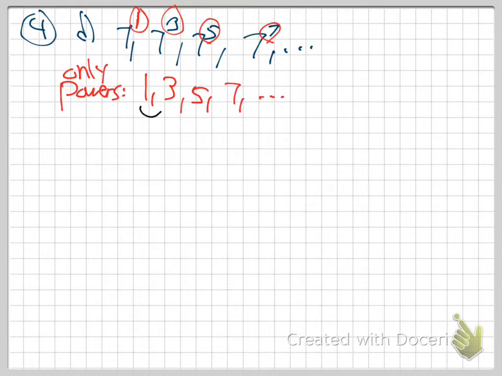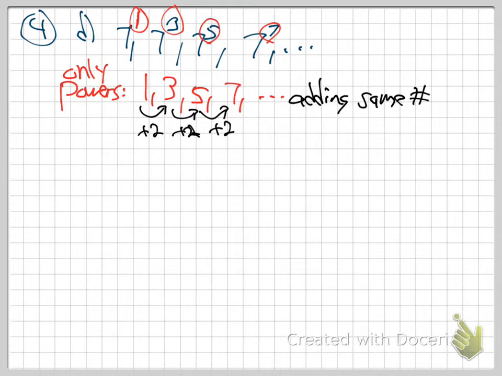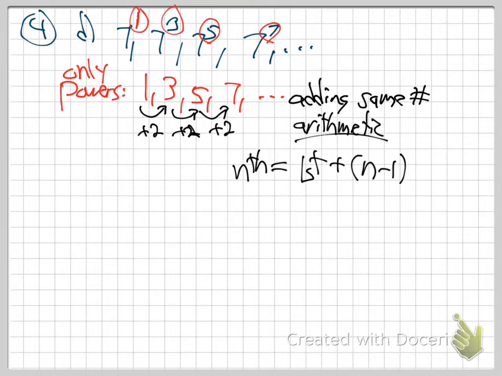Is that adding the same number every time? Yeah, add 2, add 2, add 2. So that is adding the same number each time, which means it's what we call an arithmetic sequence. So we can use the formula. The nth term is the first term plus n minus 1 times the jump amount. So we'll use the formula.